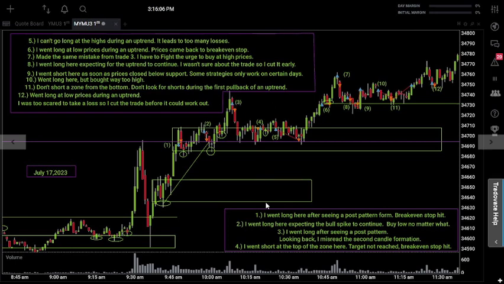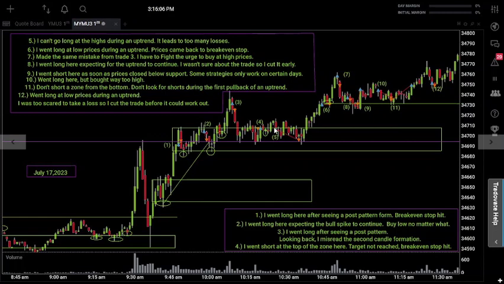And when we look at trade 3, I did the same thing right here. I went long after I thought what I saw was a continuation pattern, but it just wasn't the case. You know, continuation patterns only work on certain types of days, and that's important to remember. And then I came back and did the same thing once again at trade number 5. I think this was one of my biggest problems on this day, July 17th. And on trade number 5, if we read the notes, it says, I can't go long at the highs during the uptrend. It leads to too many losses.